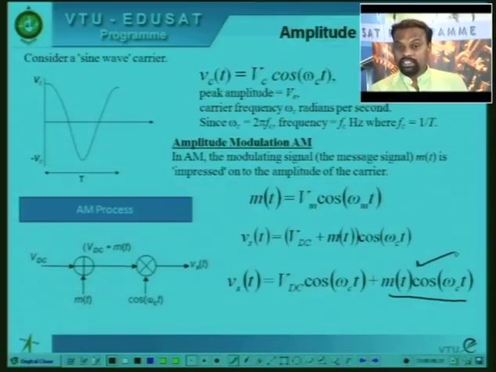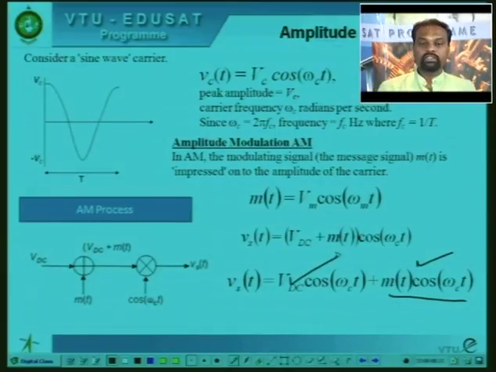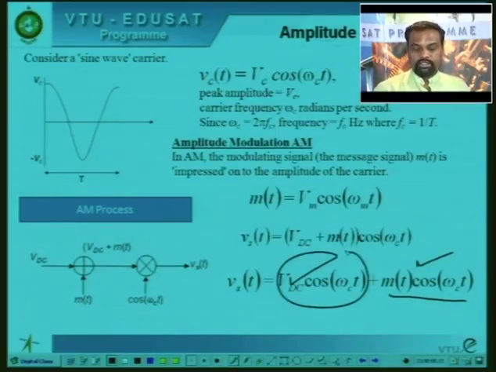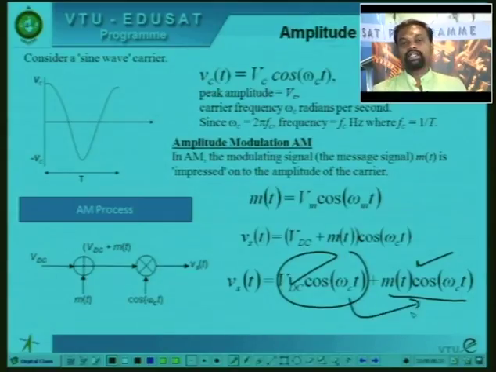If the cos of omega Ct used at the receiver is not identical to the cos of omega Ct, the carrier signal at the transmitter, it is impossible to get m of t. To avoid that, along with m of t cos of omega Ct, we also transmit the carrier signal, and that is how we have the VDC cos of omega Ct term there. At the receiver, once we receive this as well as this, we use this carrier signal to extract m of t from the modulated carrier.